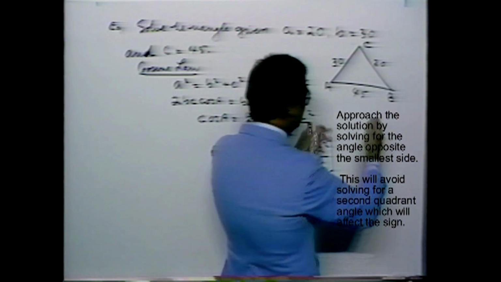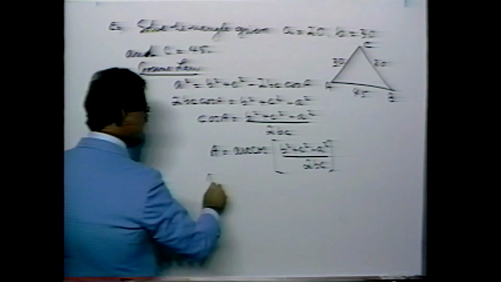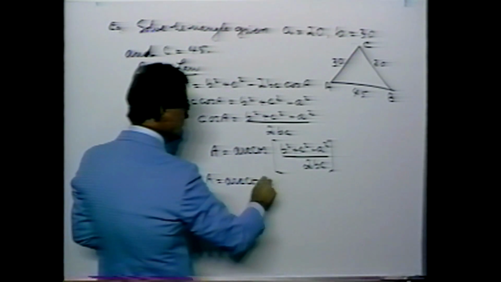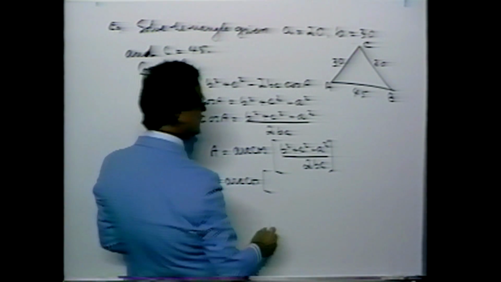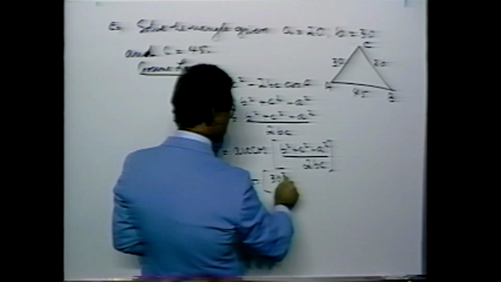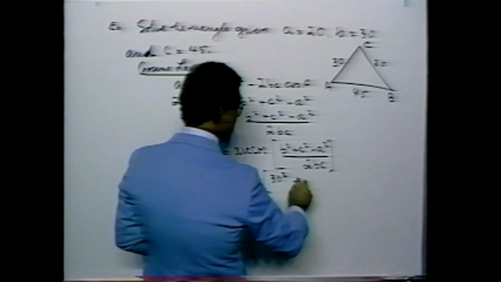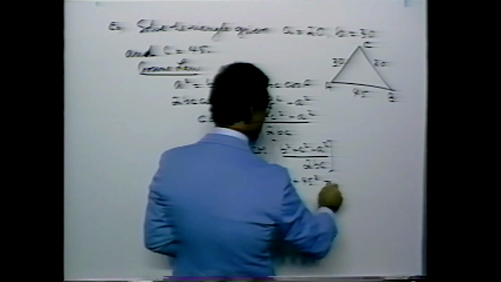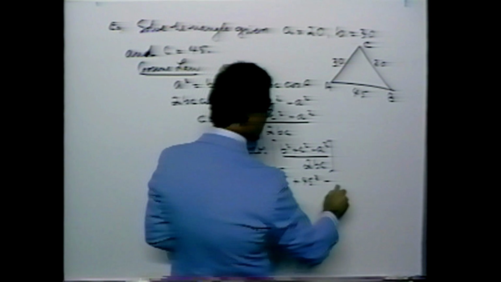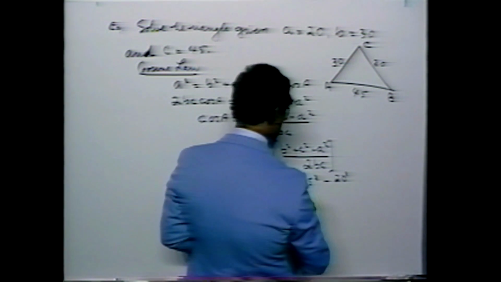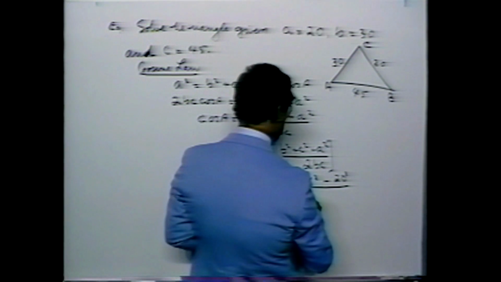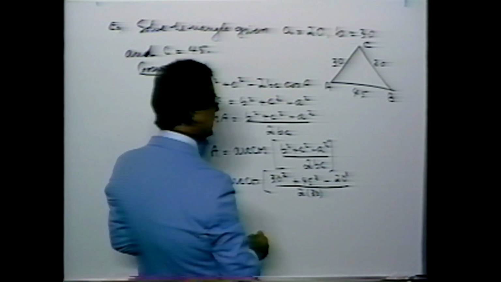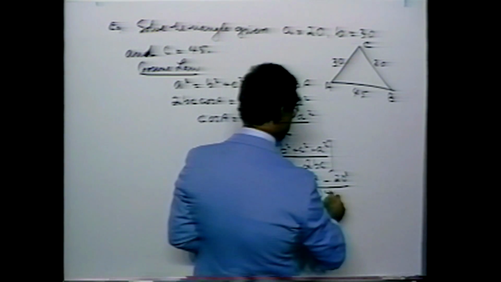And that is obviously possible since all of the sides A, B, and C are given. And so A then is equal to arc cos of b squared, which is 30 squared, plus c squared, which is 45 squared, minus a squared, which is 20 squared, divided by 2 times b, which is 30, multiplied by c, which is 45.